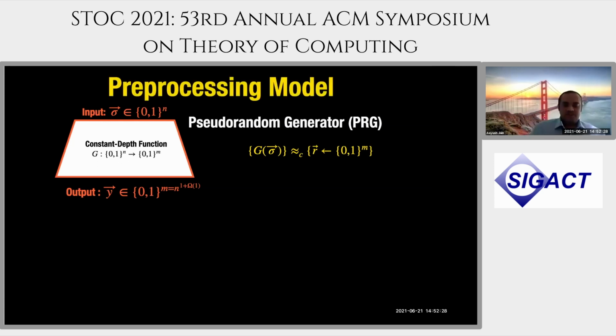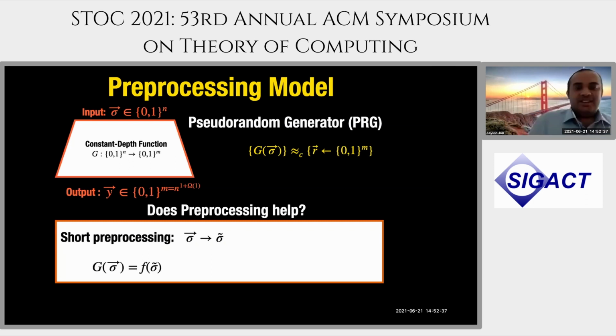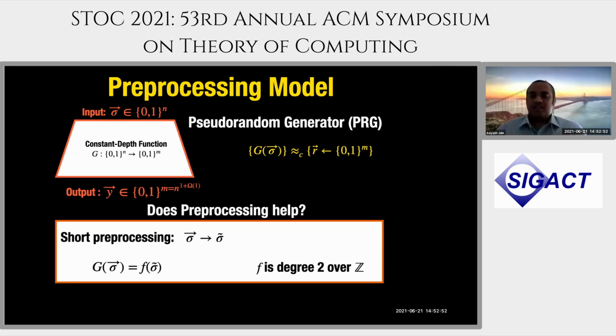So here was the model. Now we were asking, can I pre-process this input sigma into another input sigma tilde such that now I require that this PRG is evaluable by a degree 2 polynomial on this new input sigma tilde. Okay, that's what I want. Now, if you think about it, this question doesn't even make sense if there's no bound on the length of sigma tilde, because you can trivially pre-process all the monomials that ever exist in the computation of g of sigma and trivially get a degree 2 PRG like that.